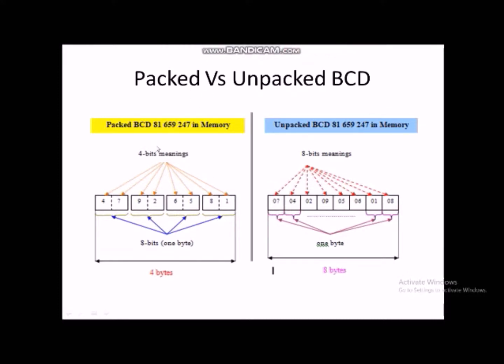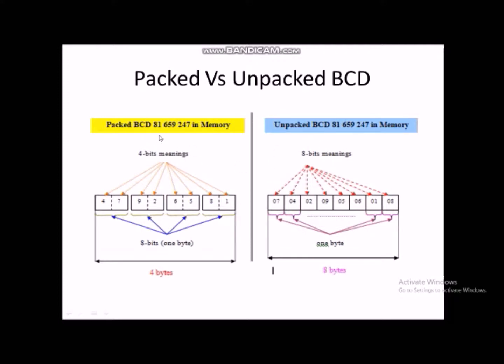Now, on the left side, we have the packed BCD, and on the right side, we have unpacked BCD. Actually, what we are trying to accomplish here is to store the number 81659247 in the memory with packed BCDs, and storing that same number using unpacked BCD in the memory. If you look at this, like we said before, every BCD number fits in 4 bits of memory, or corresponds to a nibble, as opposed to unpacked.